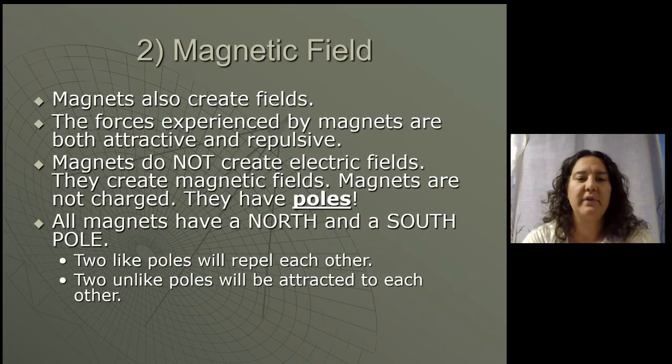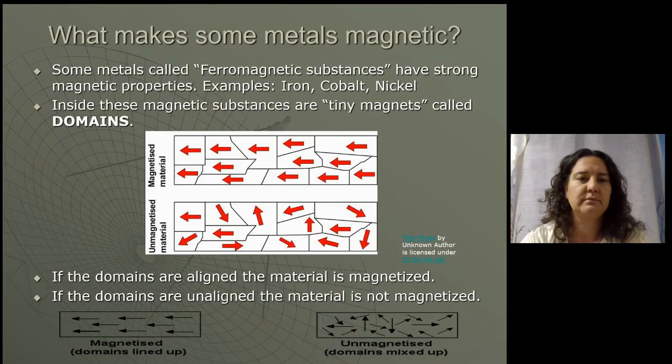Magnets also create fields. The forces by magnets are both attractive and repulsive again. So like poles are going to repel, and unlike poles are going to attract. Magnets do not create electric fields, they create magnetic fields. And magnets are not charged. They have poles, a north and south pole. So two like poles will repel, and two unlike poles will attract.